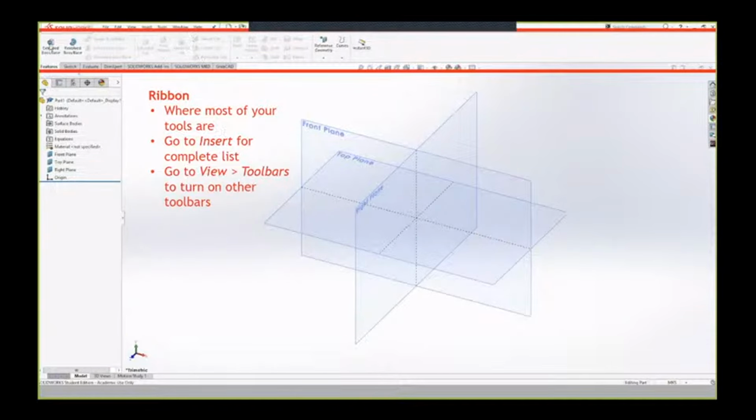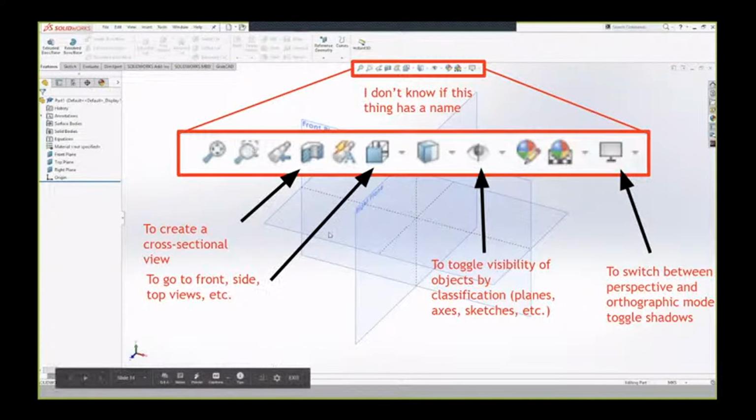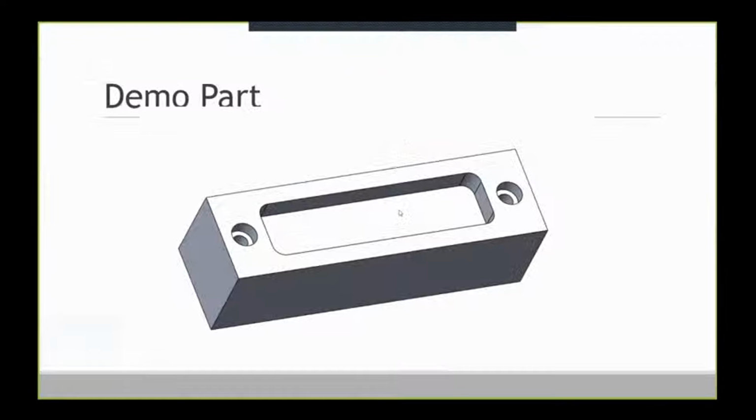Up here you have the ribbon, which is where all your tools are. You can insert more with the View-Toolbars button, but essentially what you start with is your features, sketch tools, and evaluation tools, and then there's more that we'll get to in the following sessions. This up here, we do not know if it has a name as of now, but it has a couple of quick access tools, like the visibility of objects and your perspective. This is where you choose your view, and you can make a section view as well, just to give you some of the tools.